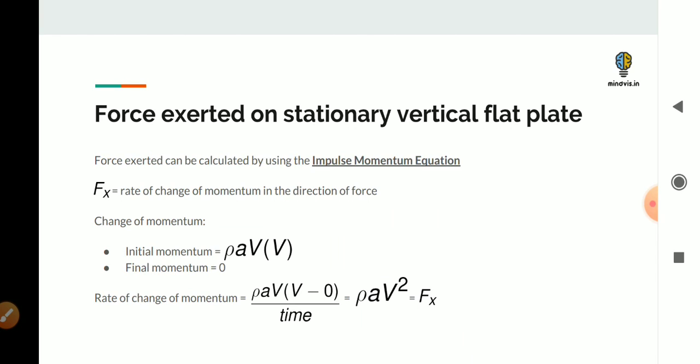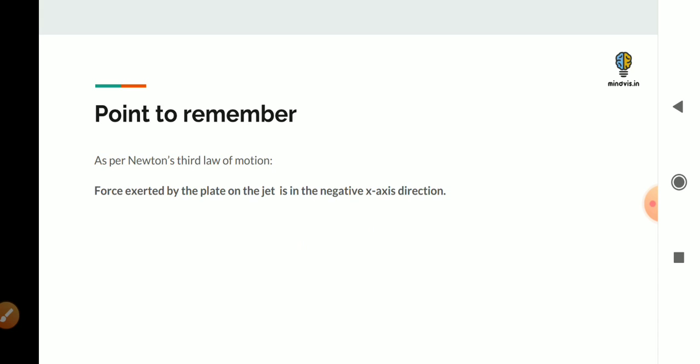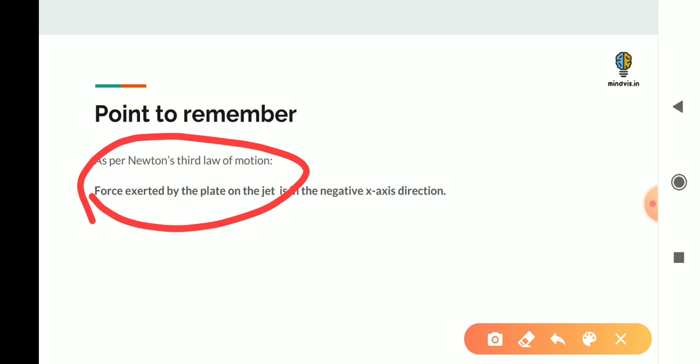We know that after striking the flat plate, the velocity becomes 0. So the final momentum here is equal to 0. So the rate of change of momentum, rho AV in brackets V minus 0 upon time, is equal to rho AV square, which is equated to the force exerted in the x direction on a stationary vertical flat plate. The point to be remembered here is that we are using Newton's third law of motion.